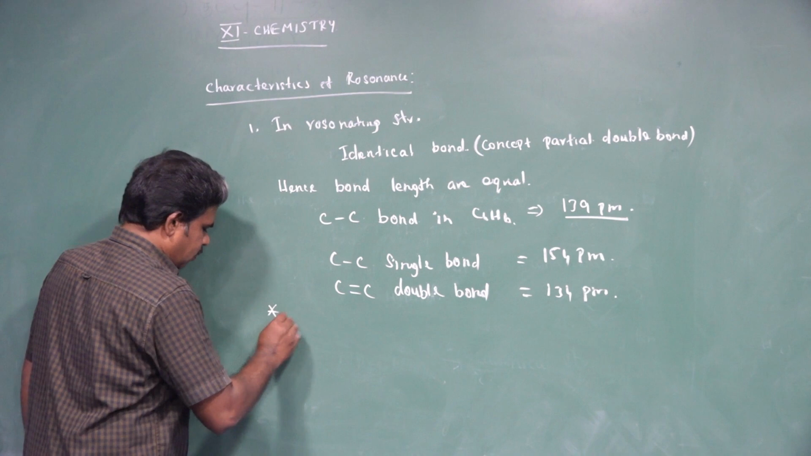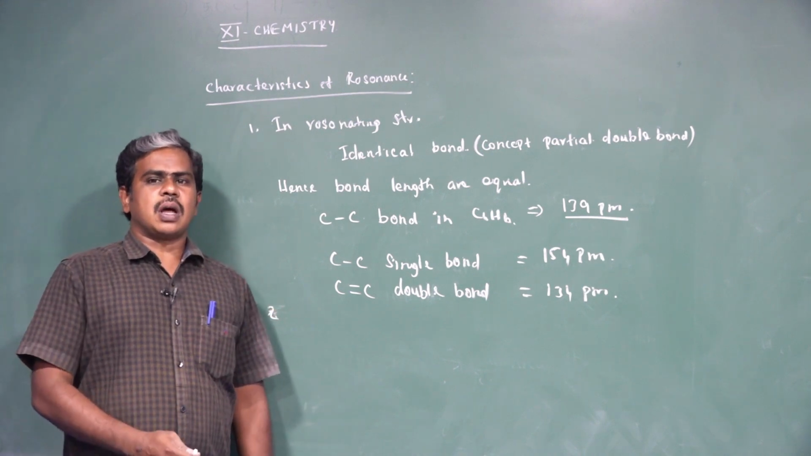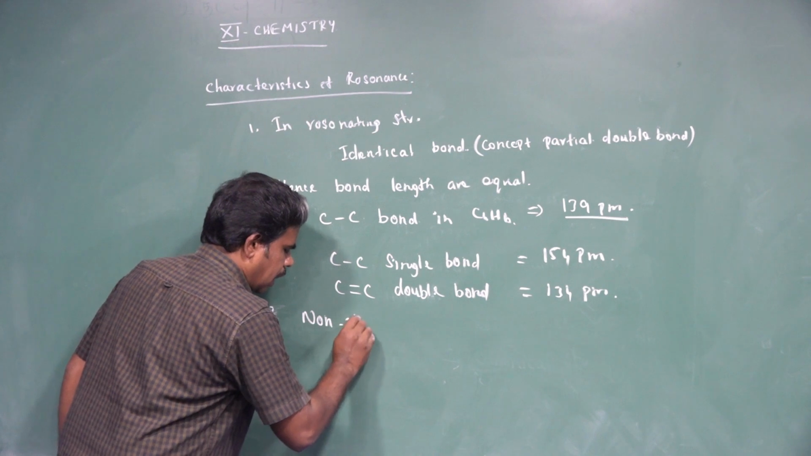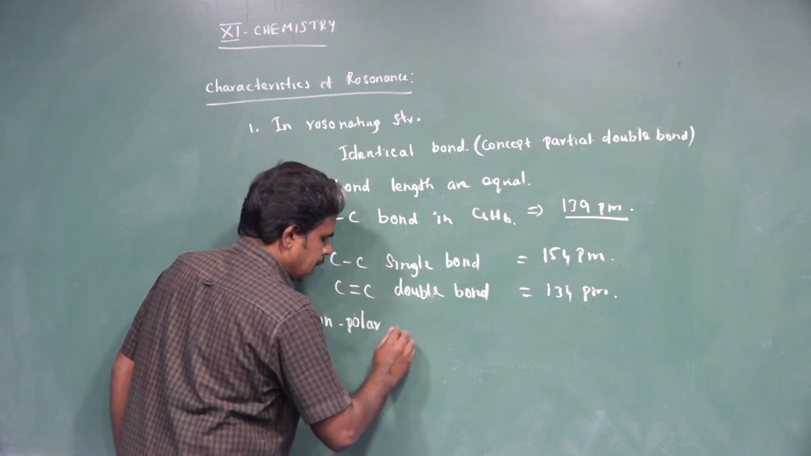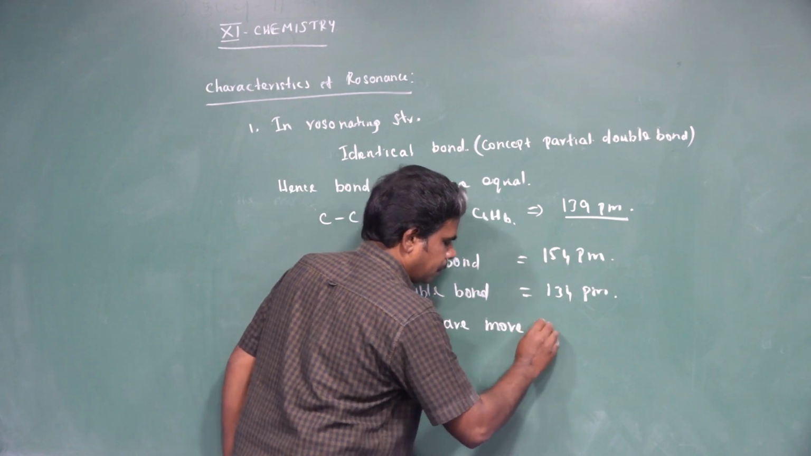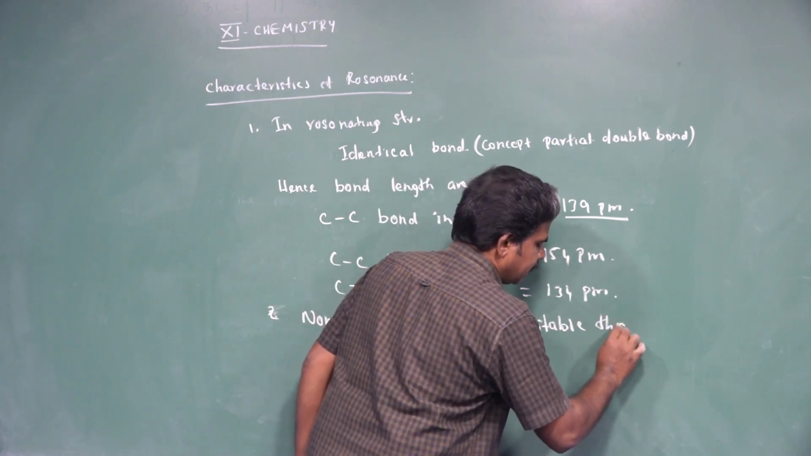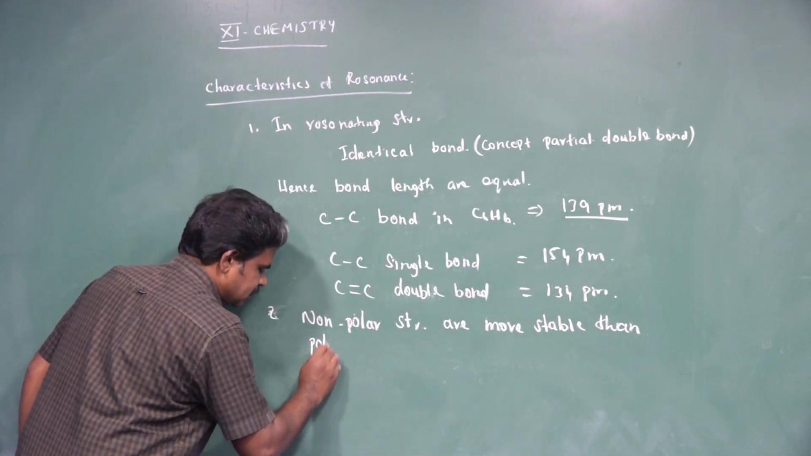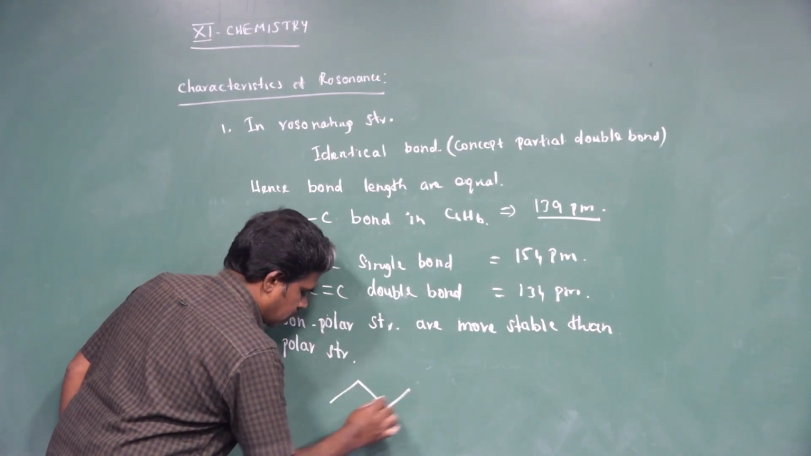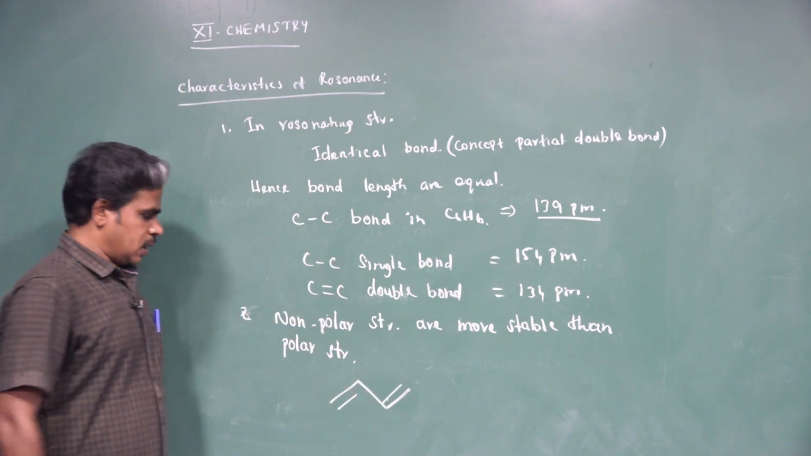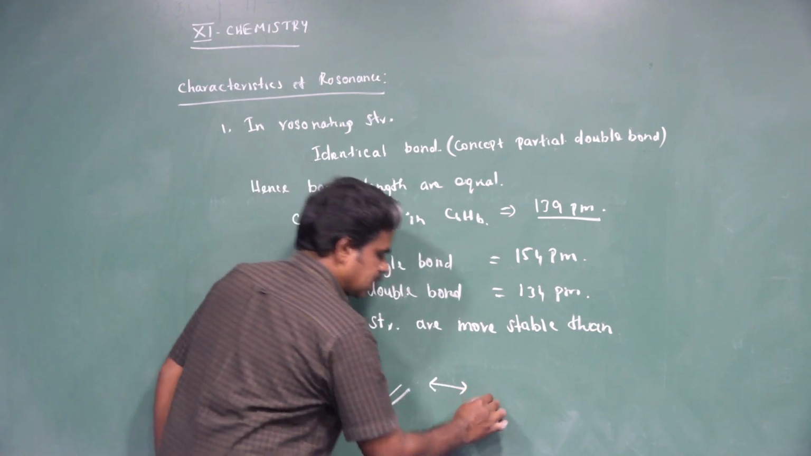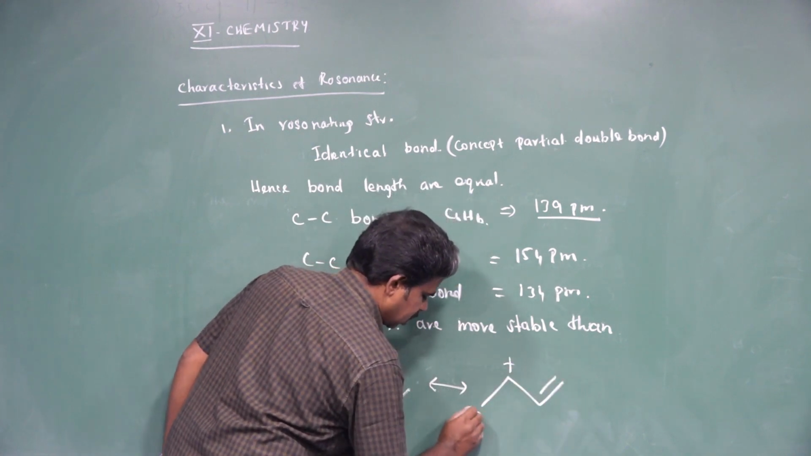And we may take the second one here. Non-polar molecules are more stable than polar molecules. So non-polar resonance structures are more stable than polar structures. For example, we may take 1,3-butadiene. Here is a resonating structure where the bond is moved and it gets a positive charge, so there is a positive charge and a negative charge.